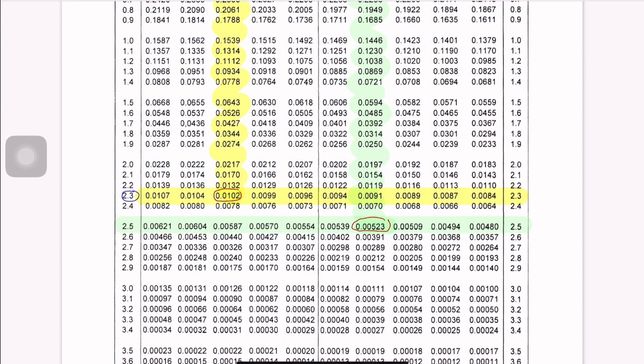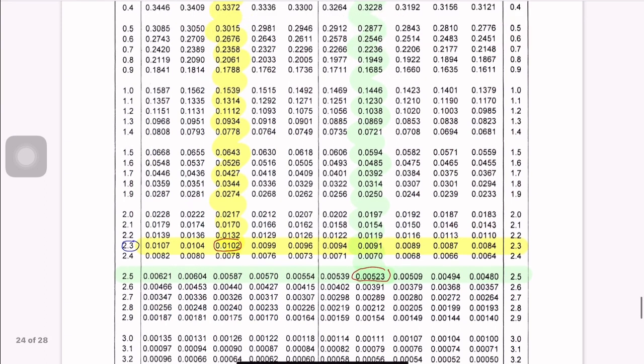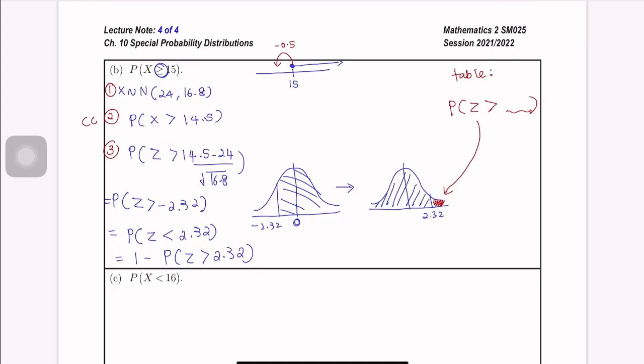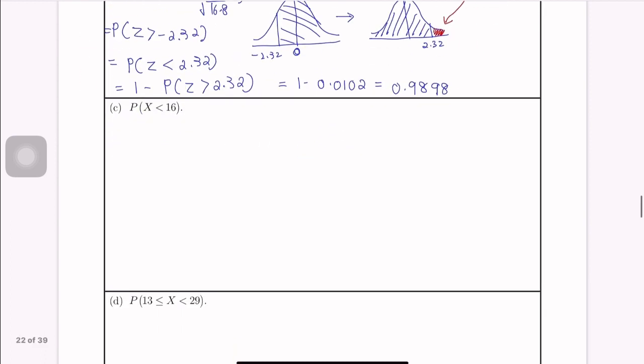Then look at the table. Okay, 2.32, I think we already have it. So 2.32 is equal to 0.0102. So 1 minus 0.0102, and then we'll get 0.9898. Okay, moving to question C.